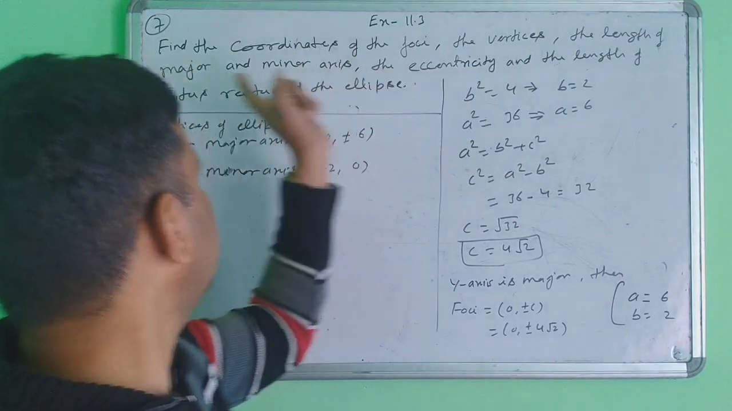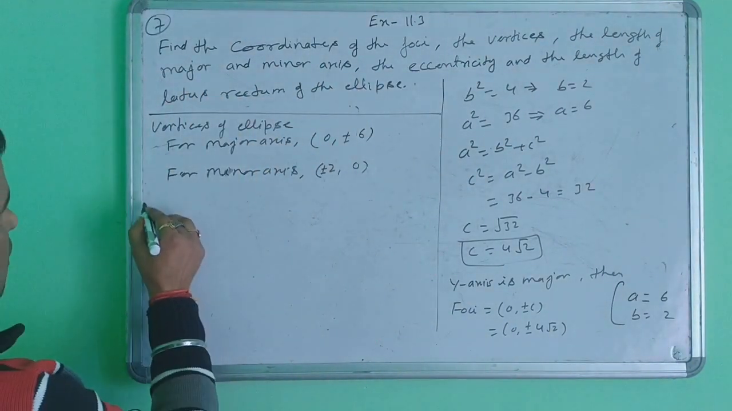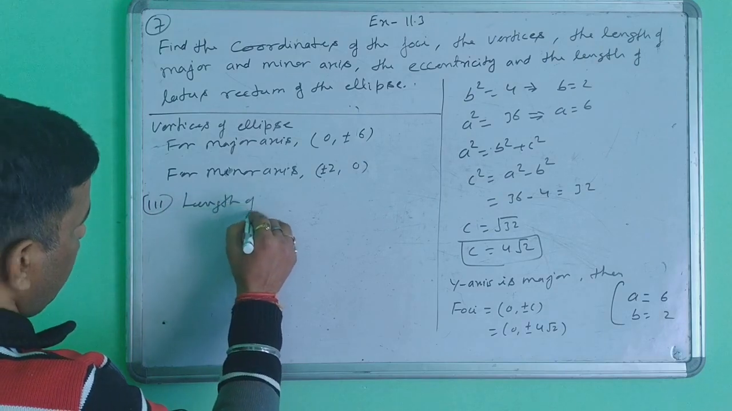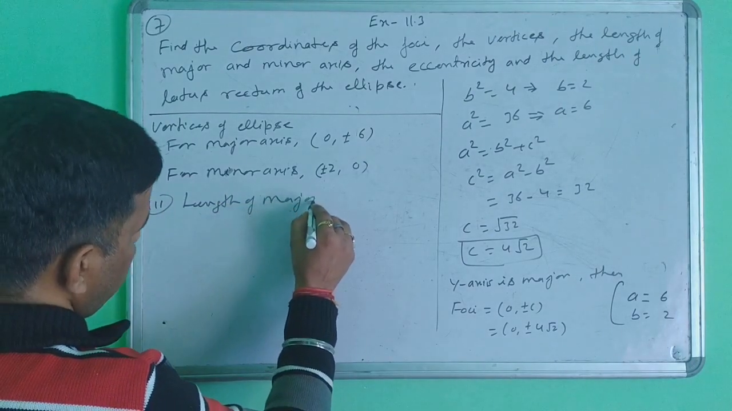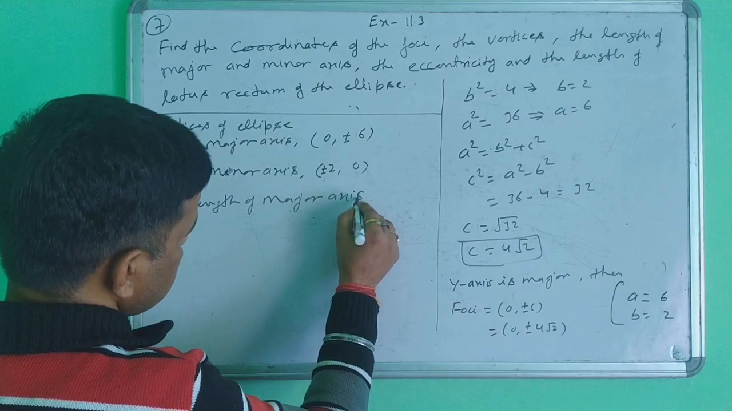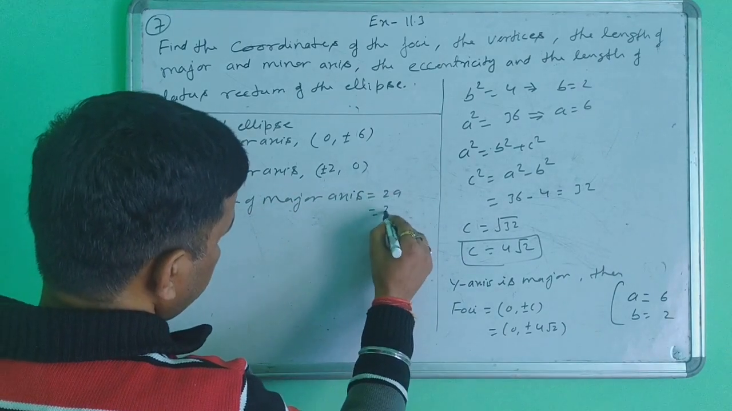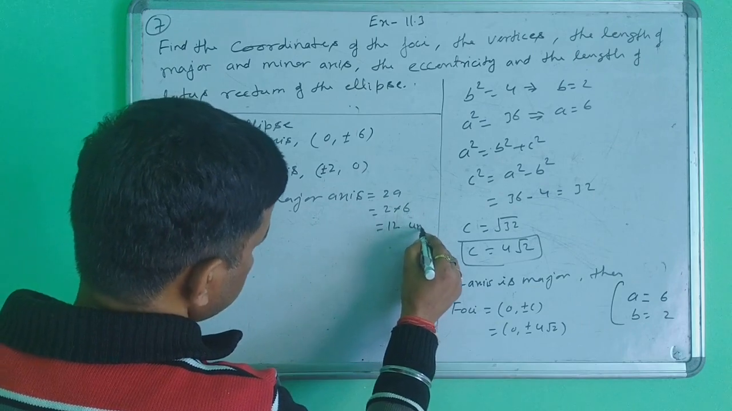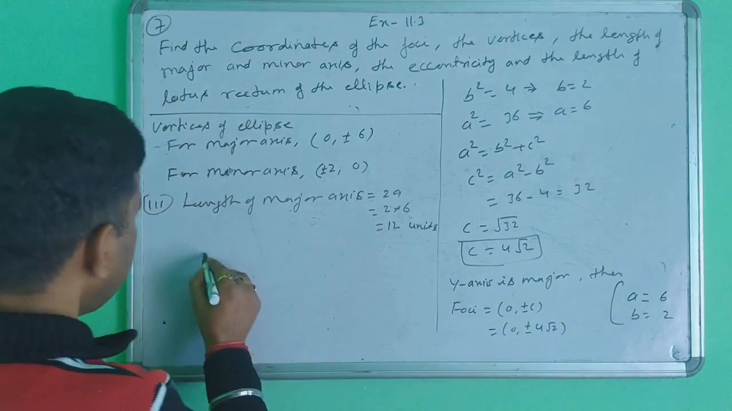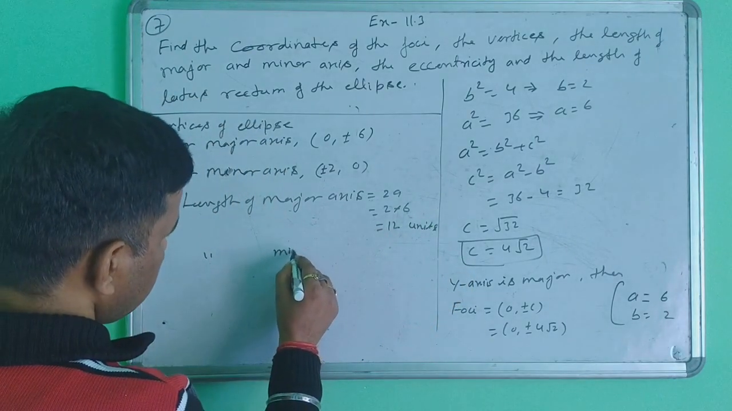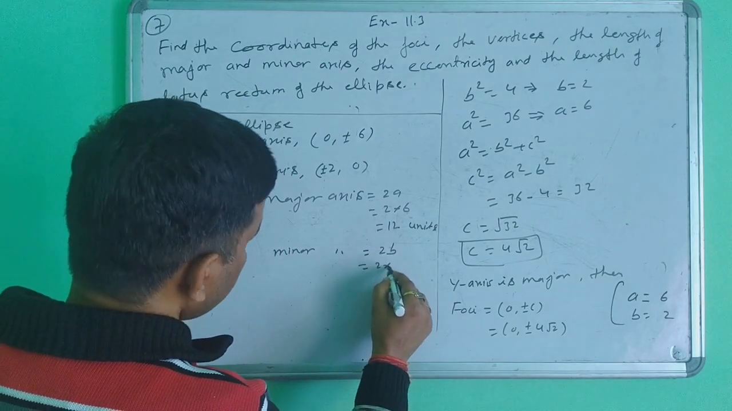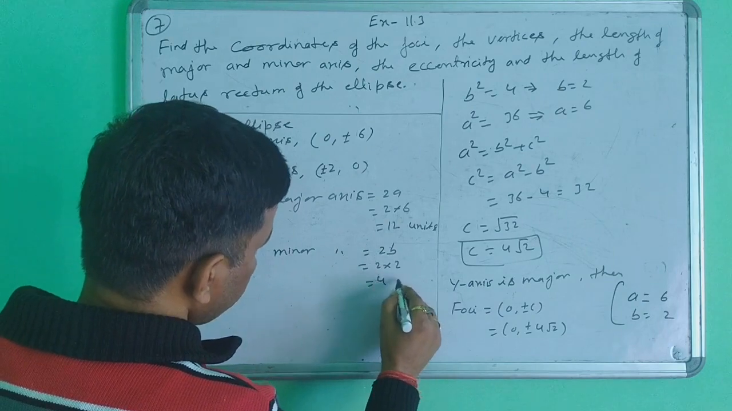Next, length of the major axis. Now the third answer: the length of the major axis is equal to 2a. So 2 into 6 equals 12 units. Similarly the length of the minor axis is equal to 2b, so 2 into 2 equals 4 units.